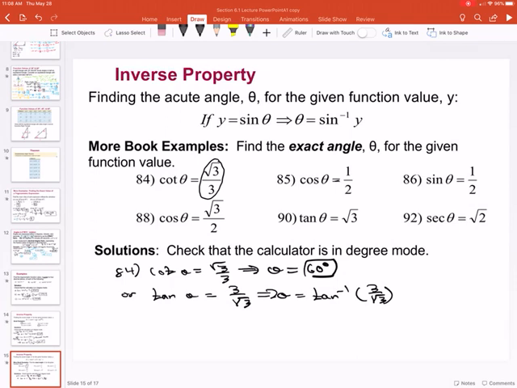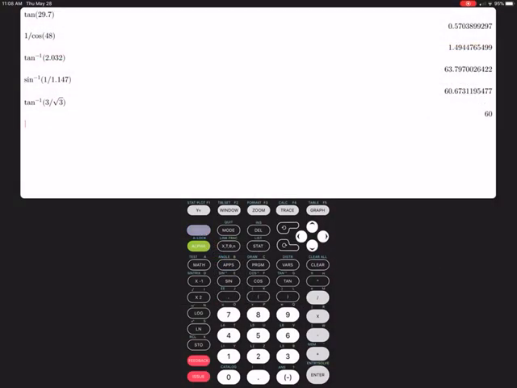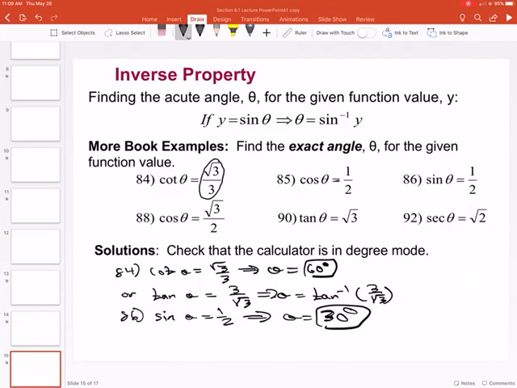Going back to these, when I go to problem number 86, we know that sine of theta is 1/2. I know that's the 30-degree angle, so theta is 30 degrees. I don't need a calculator for that, but you can put it in your TI if you want. Hit second sine of 1/2, and we get 30 degrees. Again, these are special angle measurements.